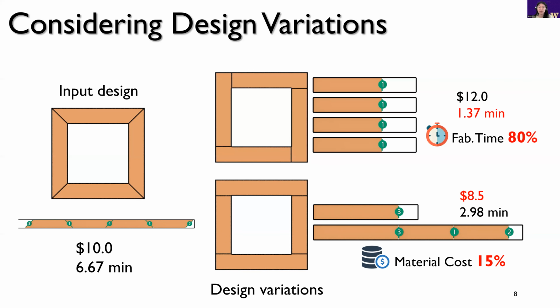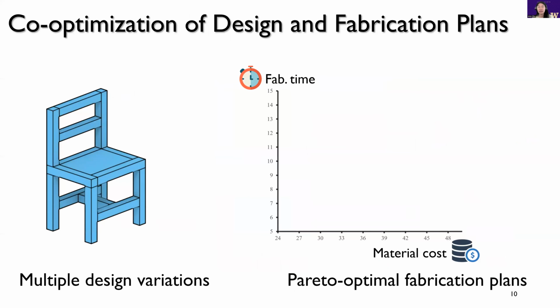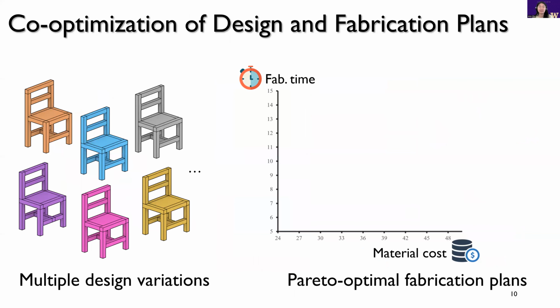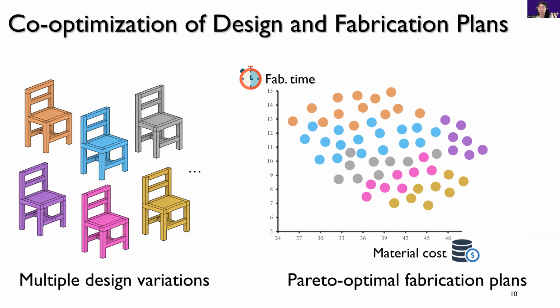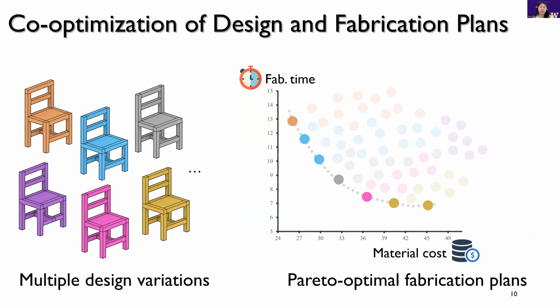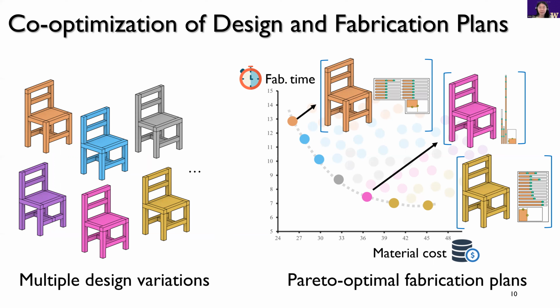In this work, we propose a novel approach that allows users to consider the space of possible design variations when optimizing for fabrication plans. Each design variation comes with its own landscape of fabrication plans with different cost trade-offs. Here we have a Pareto front made from the points of 6 designs, and different fabrication plans on the Pareto front may also come from the same design variation. Our goal is to search all possible design variants to find a Pareto front that minimizes fabrication costs, where each Pareto-optimal solution is a pair of design and fabrication plan.